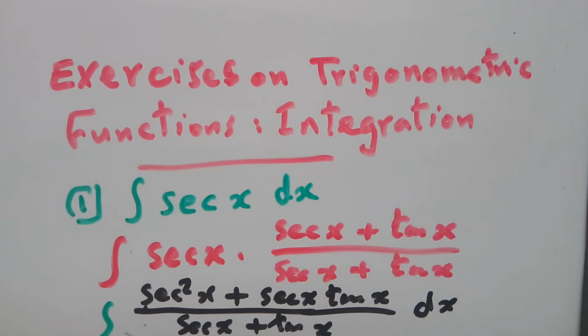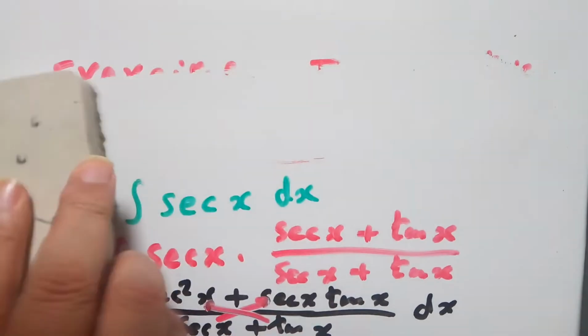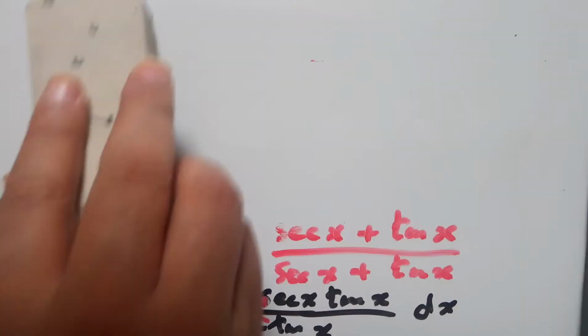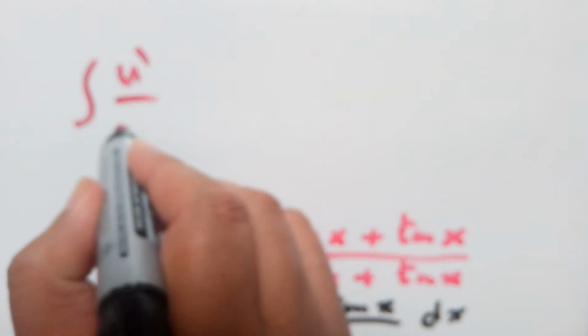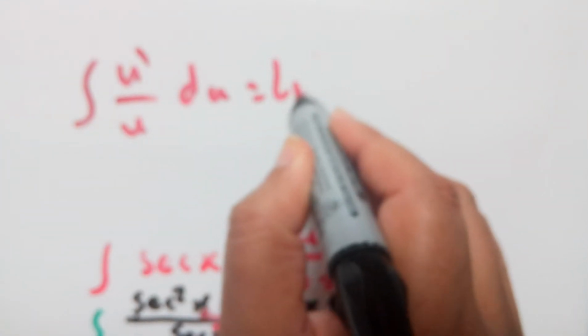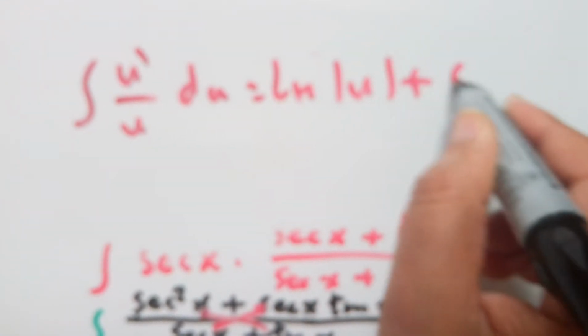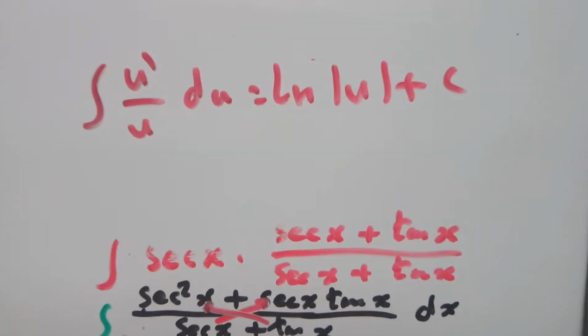If you look at the numerator and its denominator here, you will find that the derivative for secant is secant tangent, and the derivative of tangent is secant square. Then now we have the form, which is the integral for u prime over u du. It is ln u, absolute value of u plus c.